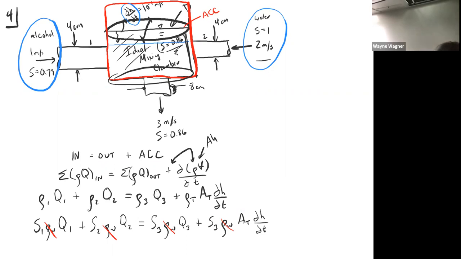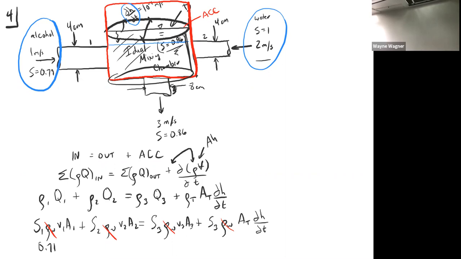So S1 is 0.71 times Q1, which is, oh no, we have to do V times A. Sorry, forgot about that. So this should be V1A1, this should be V2A2, this should be V3A3. So this will be V1A1, V2A2, V3A3.